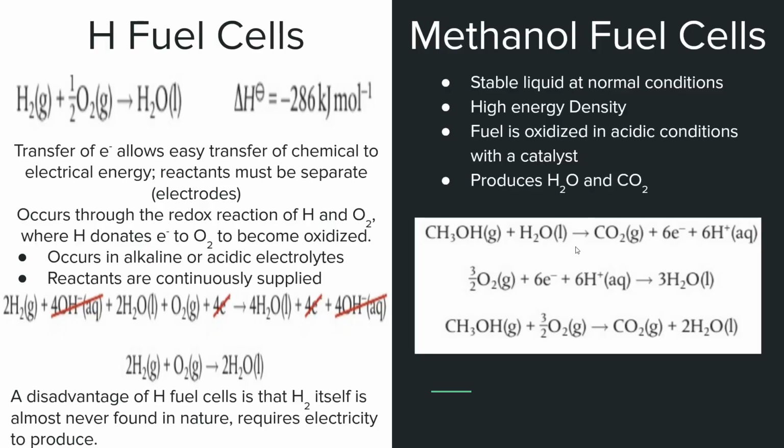So you're going to have methanol plus water. It's going to make carbon dioxide and 6 electrons and 6 hydrogen ions. So here you can have your methanol. It's going to break down, and it's going to be, I believe, OIL RIG, oxidized. And then you're going to have your oxygen, which is going to undergo a process and be reduced into water. And then you're going to join these two together, and that's going to give you this full equation.